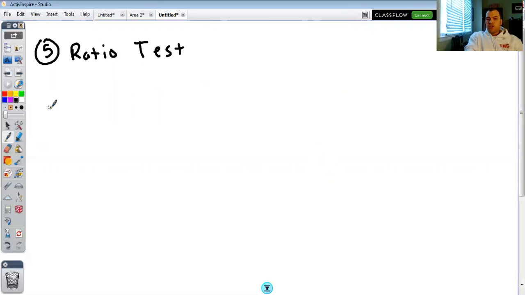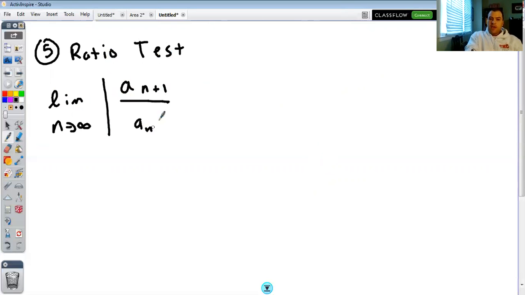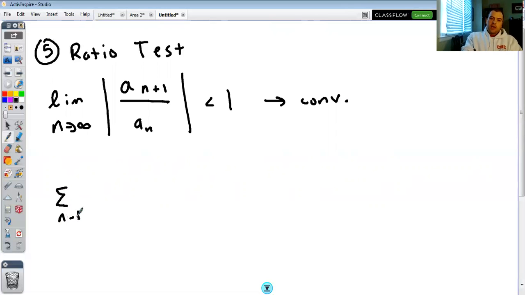So what the ratio test says: look at the limit as n goes to infinity of the absolute value of the nth plus 1 term over the nth term. If this is less than 1, it converges. If it's greater than 1, it diverges. If it's equal to 1, the test is inconclusive and you should try something else. As an example, I want to look at a pretty basic one here: 2 to the n over n factorial.